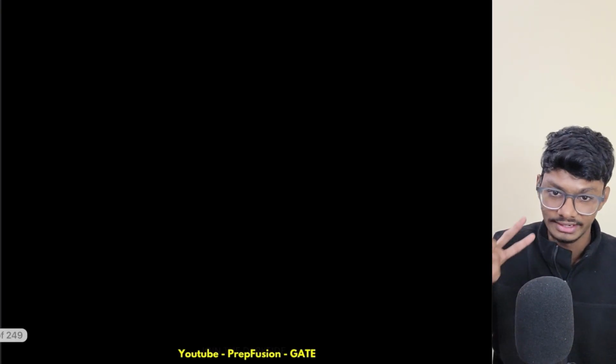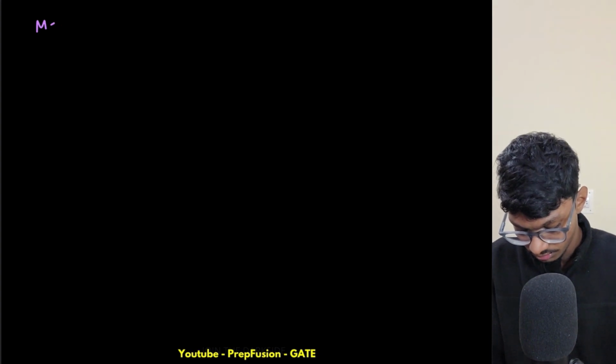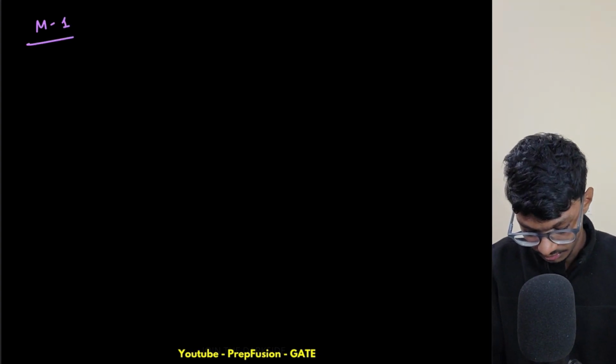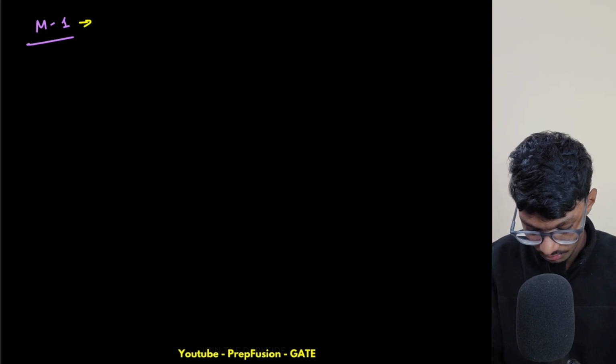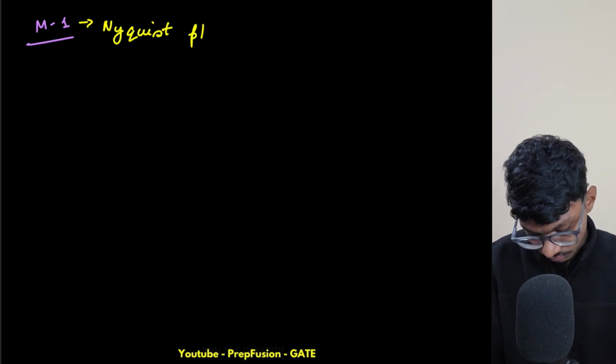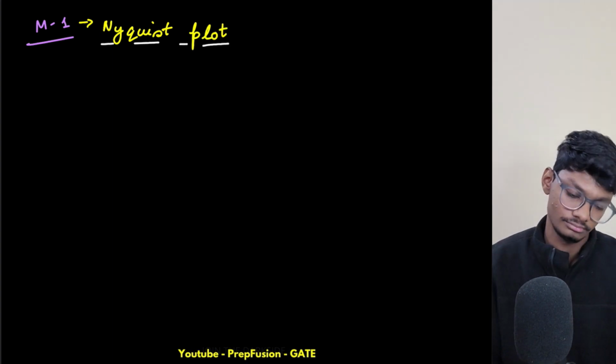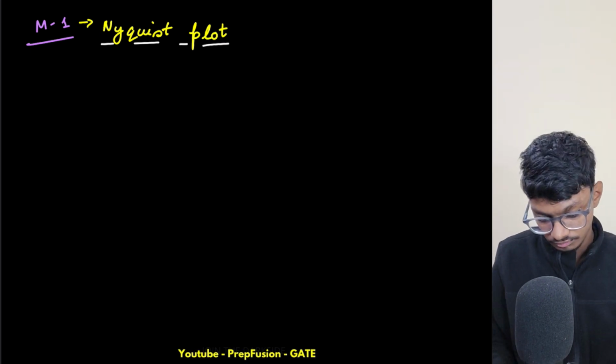So there are two methods to this. Now we obviously will use that Routh method also and this method also. So method one is simple, the Nyquist plot.